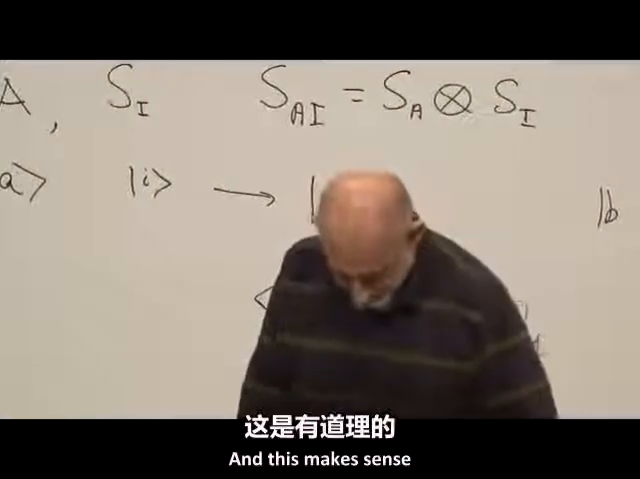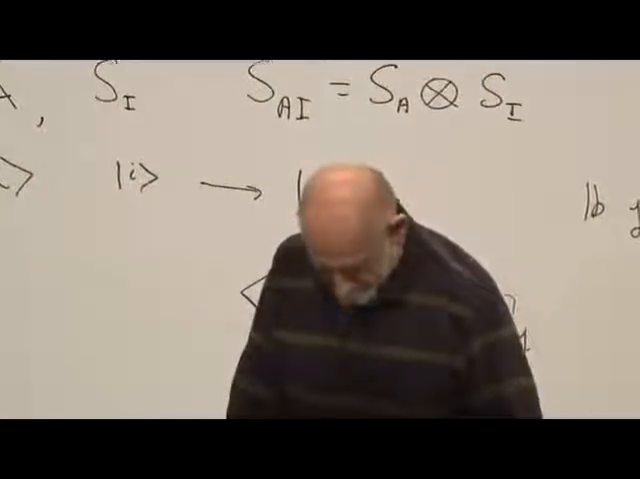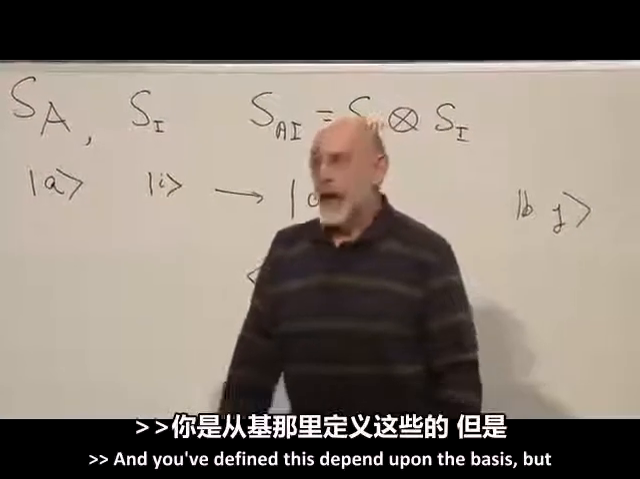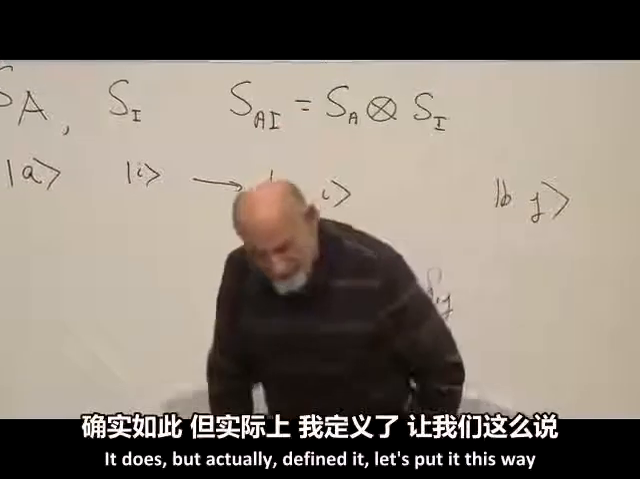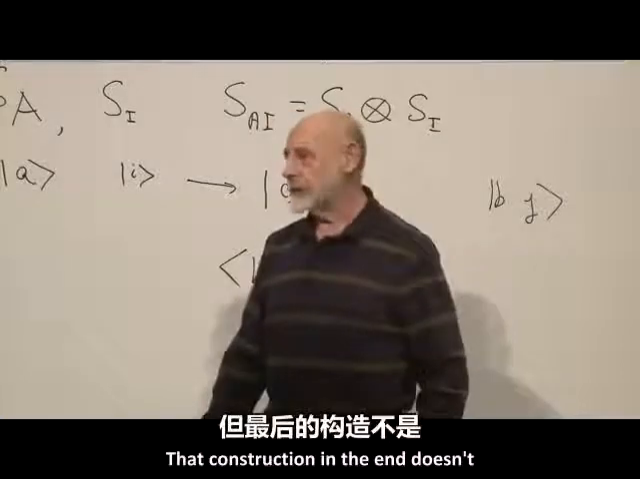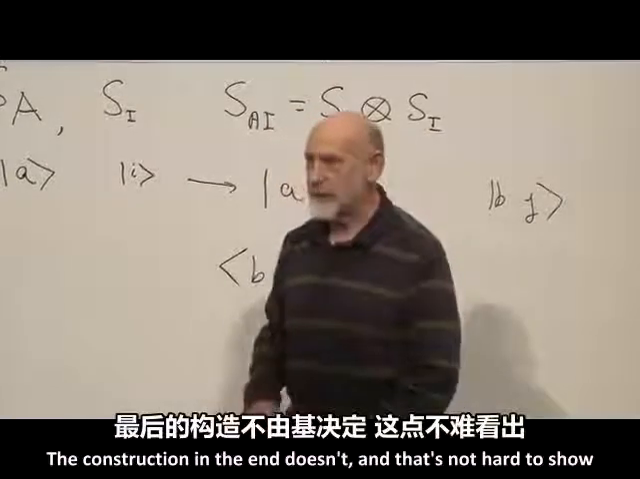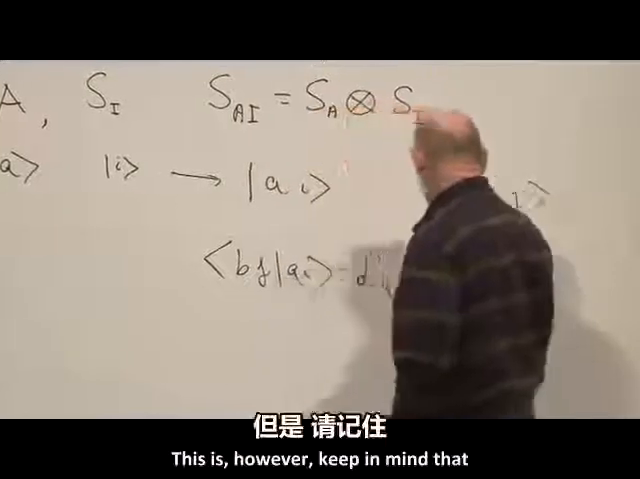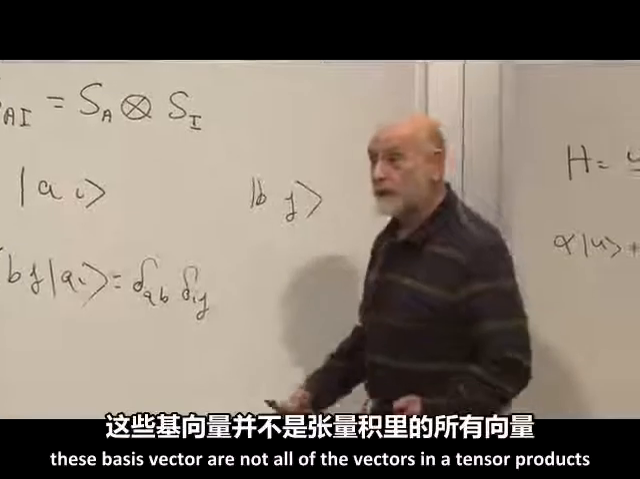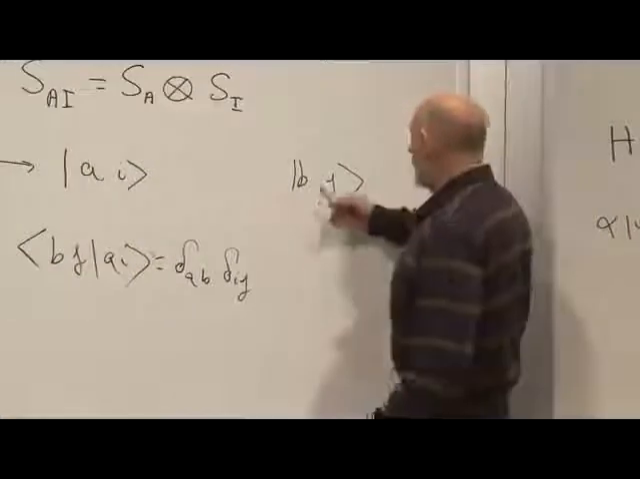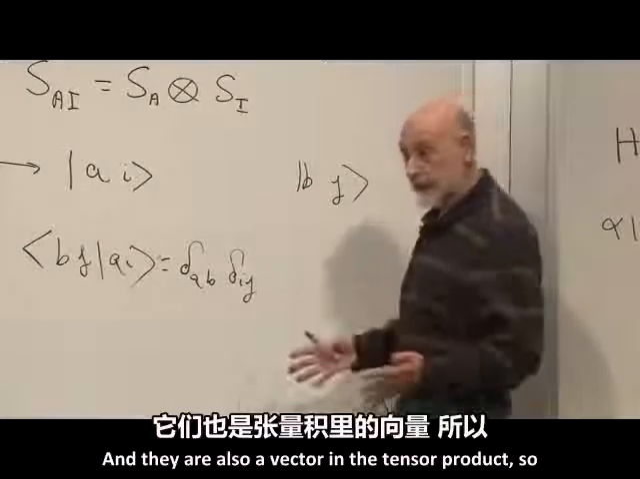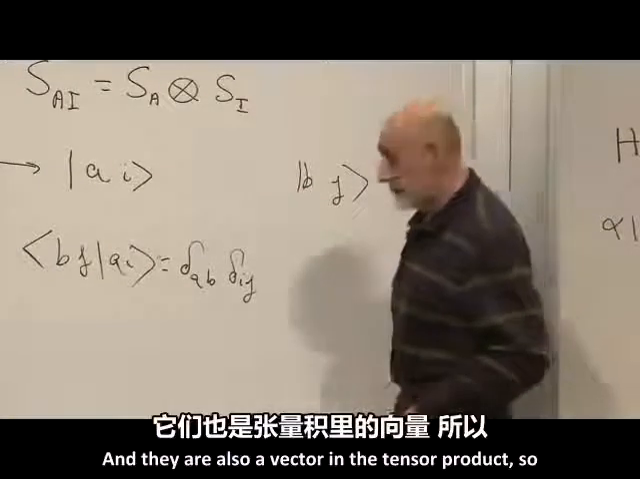And this makes sense. Excuse me, another question? As you've defined it, it's dependent upon the basis. It does, but let's put it this way, the words are dependent on the basis. The construction in the end doesn't, and that's not too hard to show. However, keep in mind that these basis vectors are not all of the vectors in the tensor product. You can then take any linear combination of these basis vectors, and they're also a vector in the tensor product.